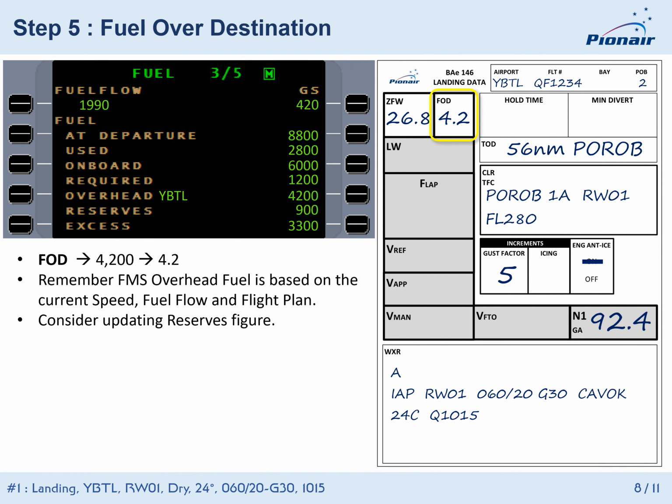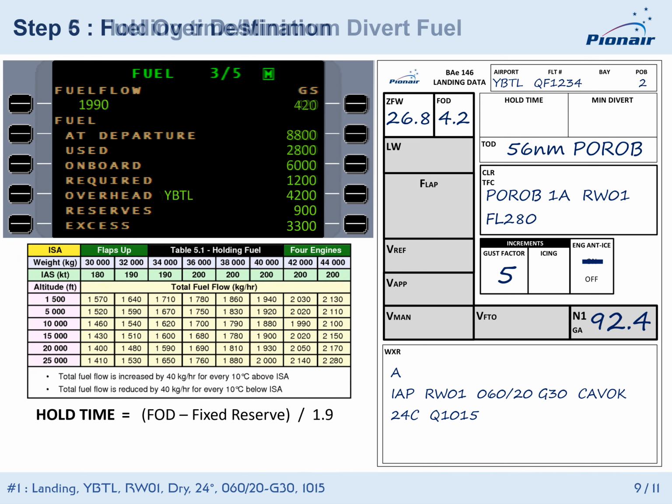As part of your fuel planning for arrival, the reserves figure in the FMC might need updating to account for any possible alternate planning. Set a figure that will give you plenty of warning for that point at which the FMS believes you're running low on fuel relative to your destination. Now let's have a look at hold time.